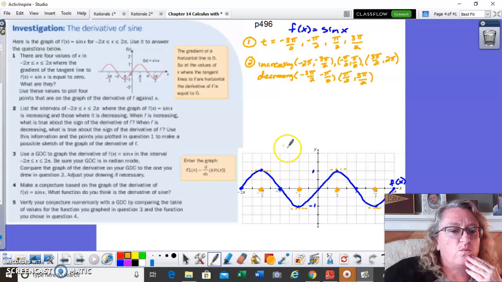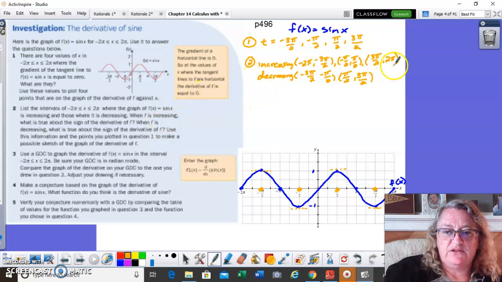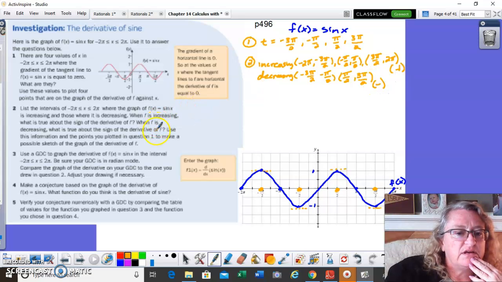So what it then says, when f is increasing, what is true about the sign of the derivative, okay? So when it's increasing, the sign of the derivative is positive. When it's decreasing, the sign of the derivative is negative. So this would be the sign of the derivative is positive. The sign of the derivative is negative.